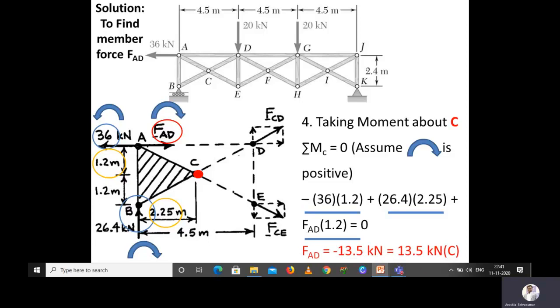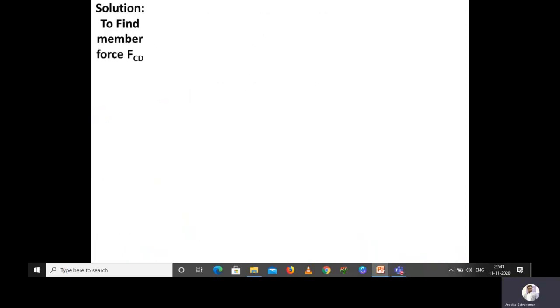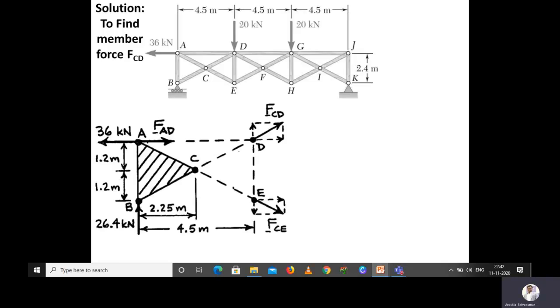As per the calculation, we get minus 13.5 kilonewton. So it is a compressive force, not tension. Now we have calculated FAD, and the remaining are FCD and FCE. We are going to calculate the member force in CD. If we take moment about point C, then obviously CD and CE will get cancelled. So now we have to go with another point. I am going with point A.